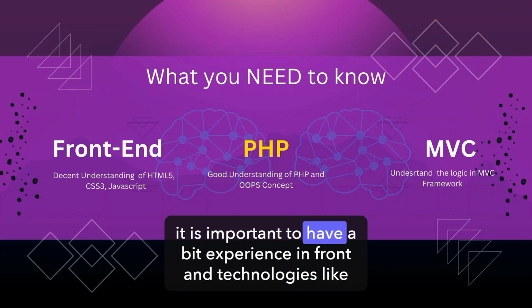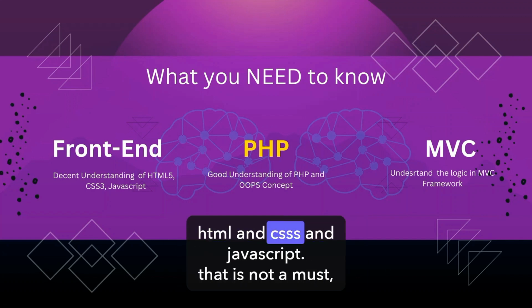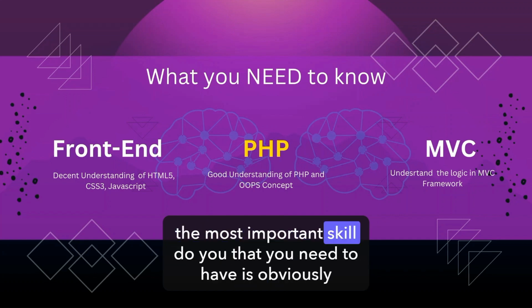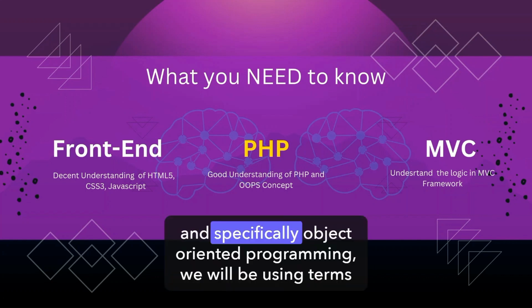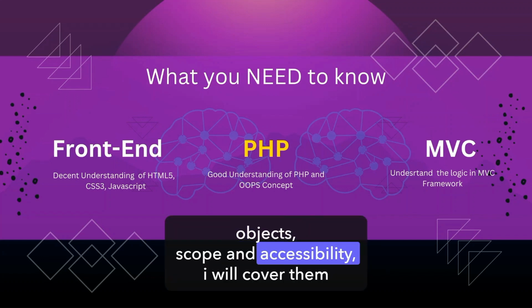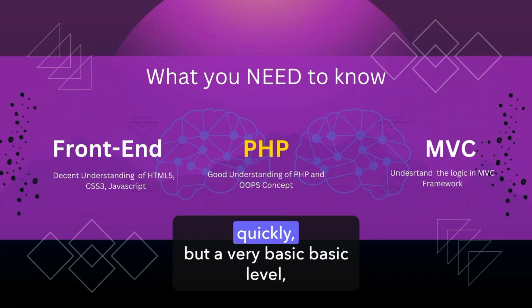It is important to have a bit of experience in front-end technologies like HTML and CSS and JavaScript. That is not a must, but it would be fine if you do have some experience with it. The most important skill that you need to have is obviously PHP and specifically object-oriented programming. We will be using terms like extends, classes, interfaces, objects, scope and accessibility. I will cover them quickly but on a very basic level.